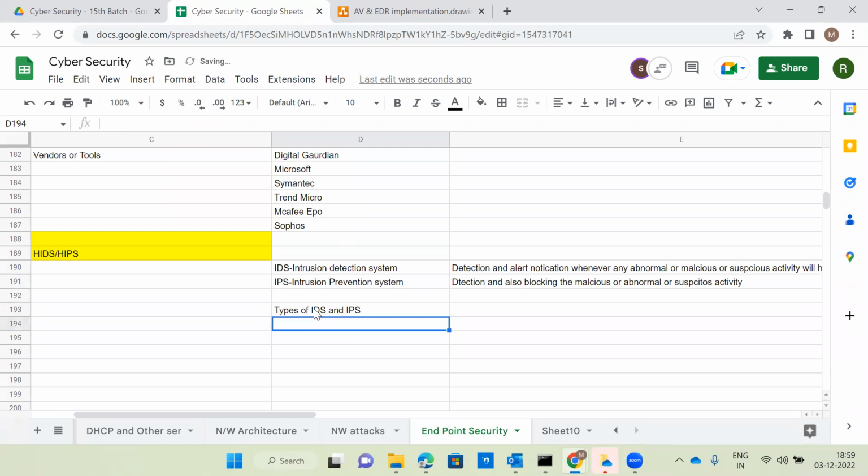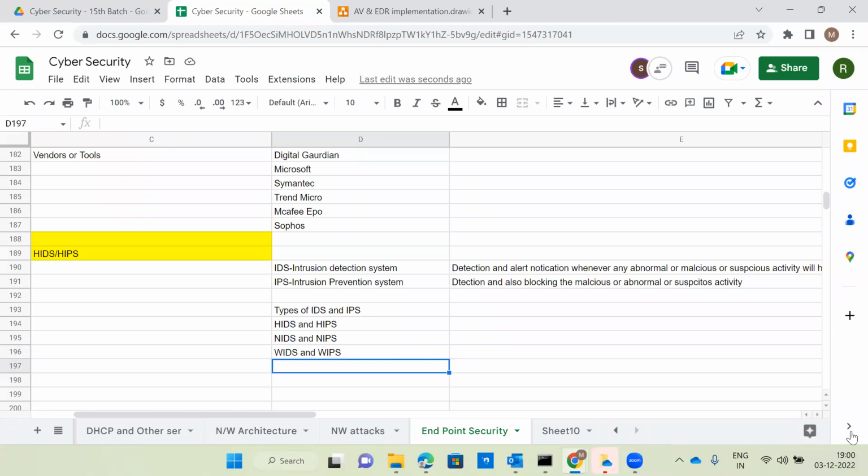One is host IDS and host IPS. Next one is network IDS, NIDS and NIPS. Next one is wireless IDS and wireless IPS. Even Wi-Fi monitoring also we have to monitor. Okay, so Wi-Fi also we have to monitor. Why? Because nowadays rogue devices.